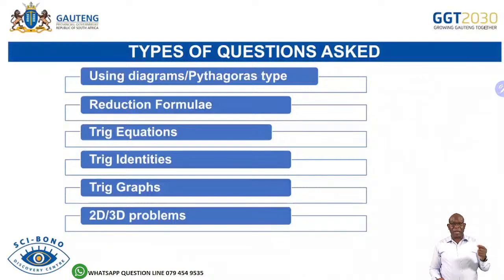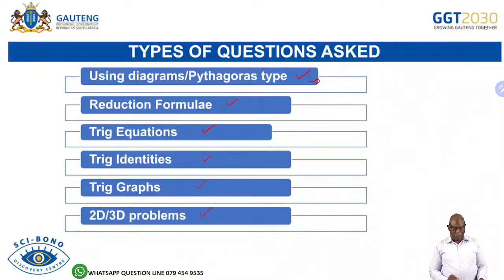Now, the type of questions that are going to be asked. In other words, when you are practicing, one of the things that you need to practice is the Pythagoras type question using the diagrams. Sometimes the diagram is given, you just need to fill in some lengths and the angles on the diagram. This will also include the calculator work, so you must also know how to use a calculator. The next one is the reduction formula, which I also explained. We have the trig equations, which I'm going to explain when we do the activities. Identities I've already explained. The trig graphs, I've already explained that.